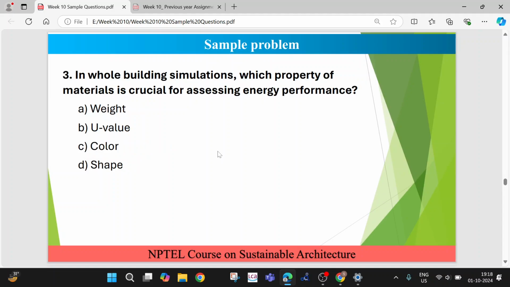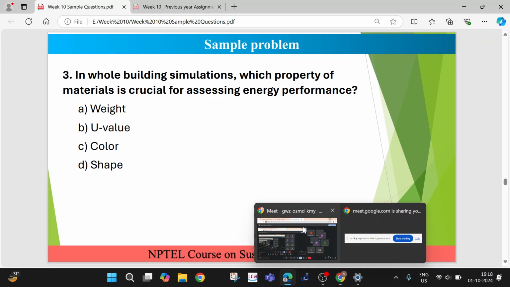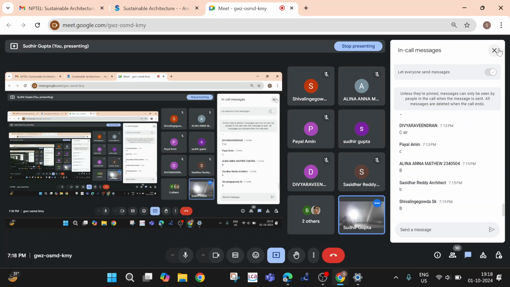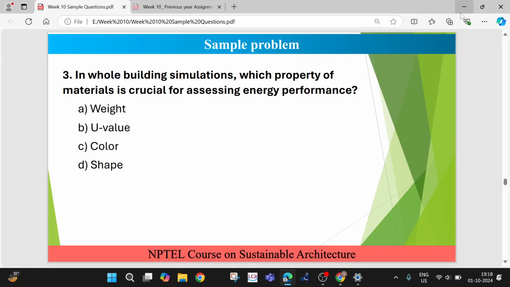Here is the third question. In a whole building simulation, which property of material is crucial for assessing the energy performance? Yeah, B is the right answer for this one. Mainly we focus on the U value. Once we know the U value, then through some sort of numerical or analytical way we can find the energy requirement of the building.